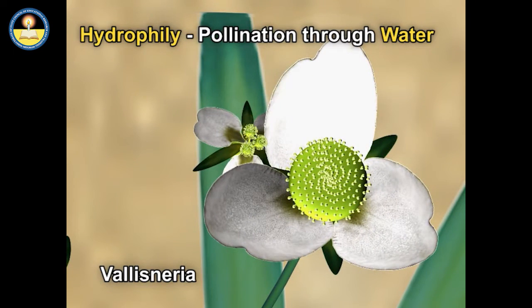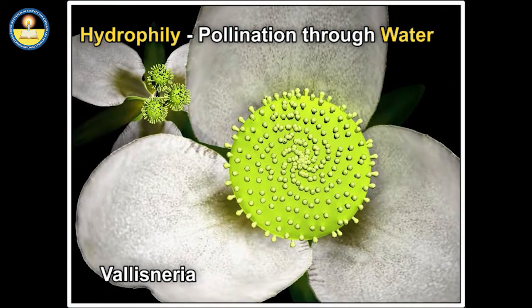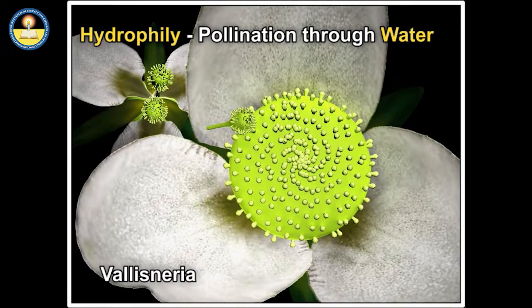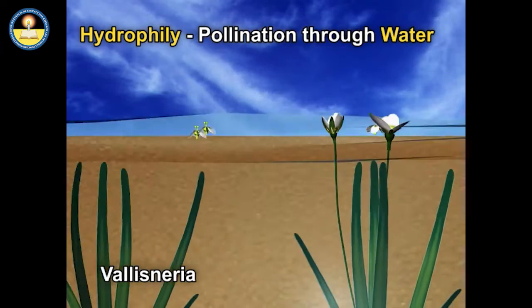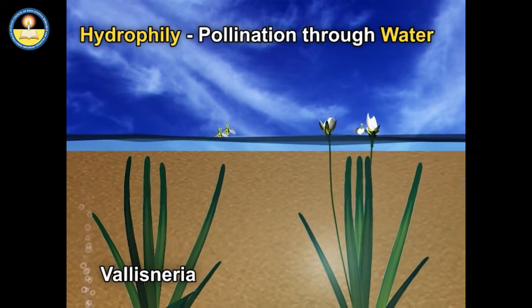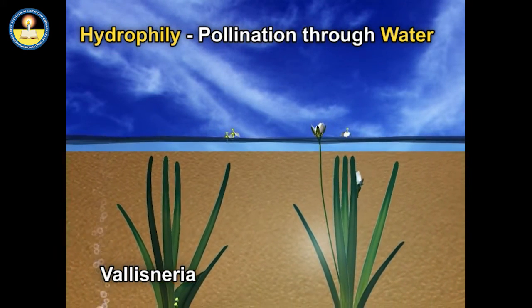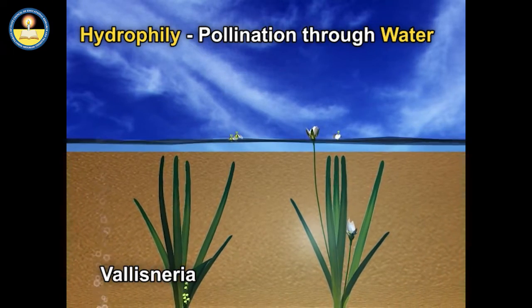The detached male flower comes near a floating female flower and pollination takes place with the help of water current. Soon after the pollination, the long stalks of the female flower begin to coil down to bud level where the fruit ripens.